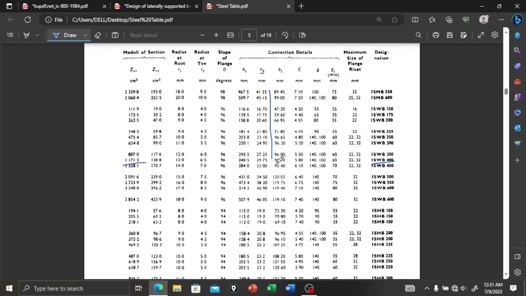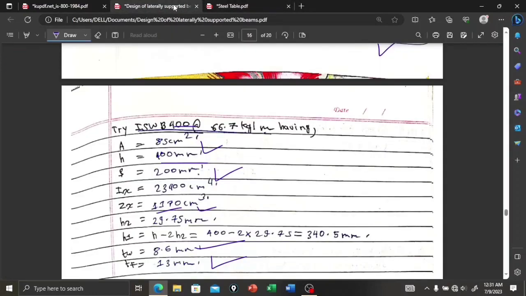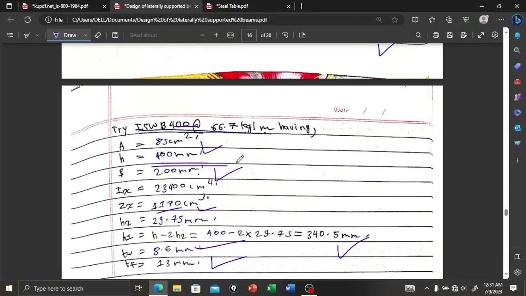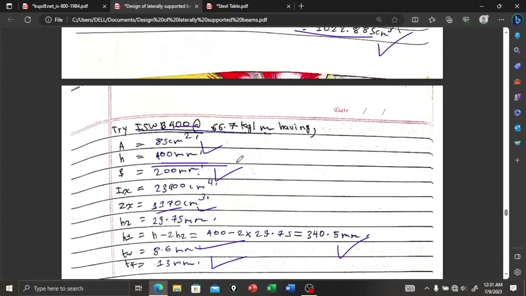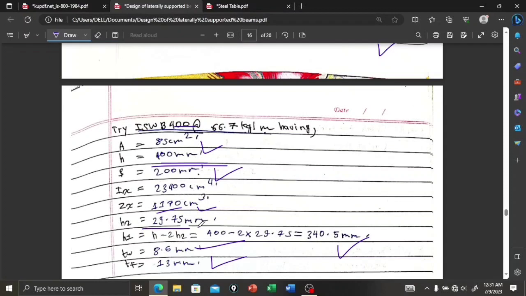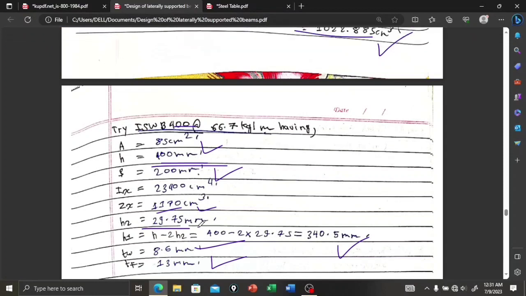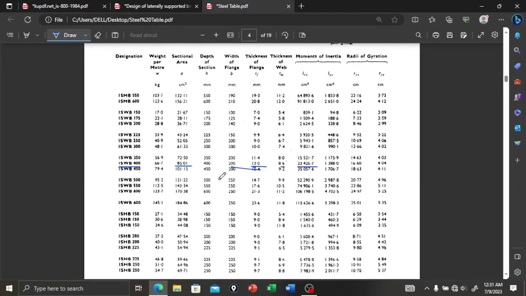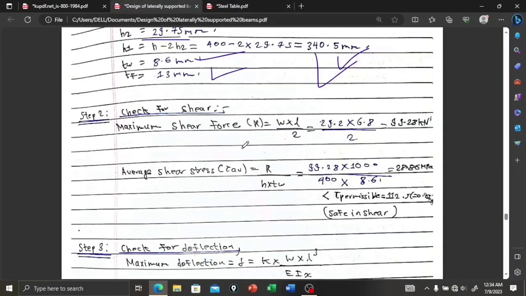R1 is 340.5. R1 can also be calculated as this 400 minus 2 into R2, 29.75, that is 340.5. IXX is 23400 around. Now check for shear.